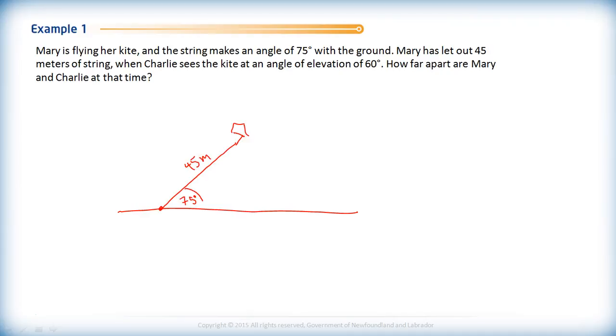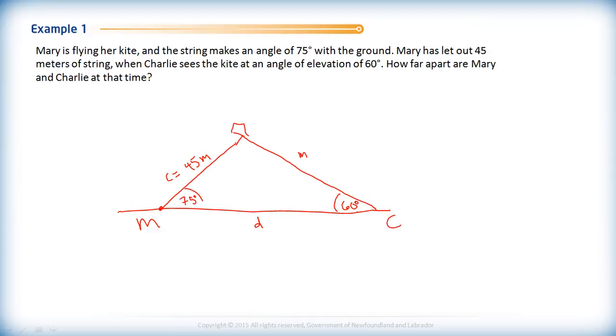Okay, so if Charlie sees the kite at an angle of elevation of 60 degrees, that's a little bit further away from the kite than Mary is. So over here we've got a 60-degree angle. So this is Mary here, and this one's going to be Charlie over here. We could call this side C to correspond to angle Charlie, and this side M to correspond to angle Mary. And it says, how far apart are Mary and Charlie? So that's going to be this distance right here in between them.